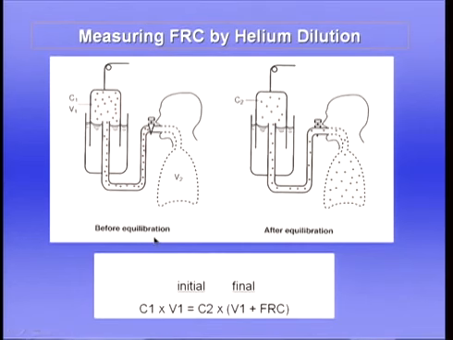At the end of the equilibration period, we write a simple equation. Because no helium was lost, the concentration times the volume that we started with, C1 times V1, is going to be the concentration that we finish with, C2, times the initial volume, V1, plus the volume of the lung. Since he was turned into the circuit at the end of a normal expiration, that's functional residual capacity, we can easily derive the FRC from this equation. So that's a relatively simple measurement to do.